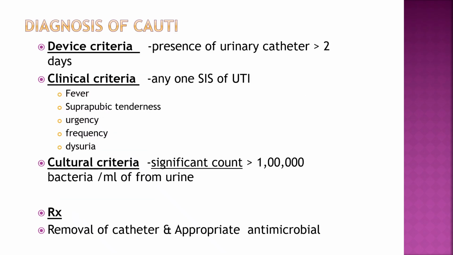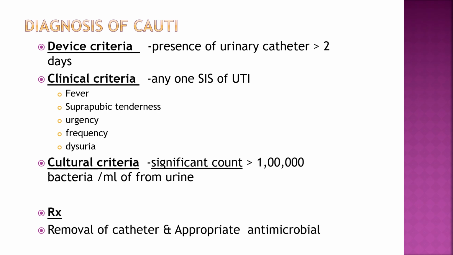So now we will see diagnosis of CAUTI, that is catheter associated UTI. So first is a device criteria. So in that, presence of urinary catheter in a hospital environment more than 2 days. Then clinical criteria, so any one sign and symptom of the UTI, that is fever, suprapubic tenderness, urgency, so patient feels urgent to go, cannot control urination.